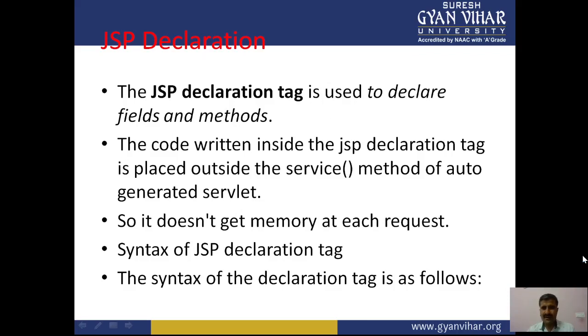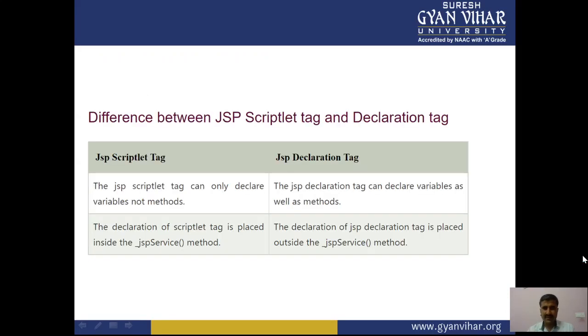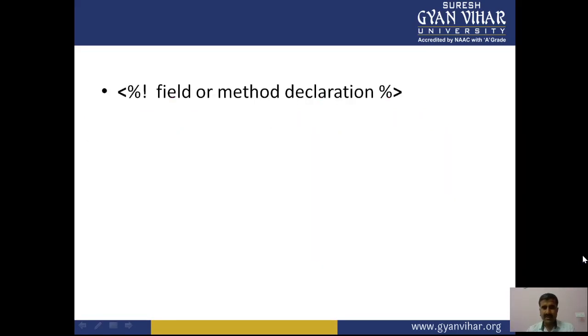If we discuss the declaration, the declaration tag is used to declare fields and methods. The code written inside the JSP declaration tag is placed outside the service method of the auto-generated servlet, so it does not get memory at every request. The syntax of the JSP declaration tag is as follows. Suppose somebody asks what the difference is between the scriptlet tag and the declaration tag. Basically, this is the syntax: less than sign, percentage, then exclamation, and fields or methods are declared.